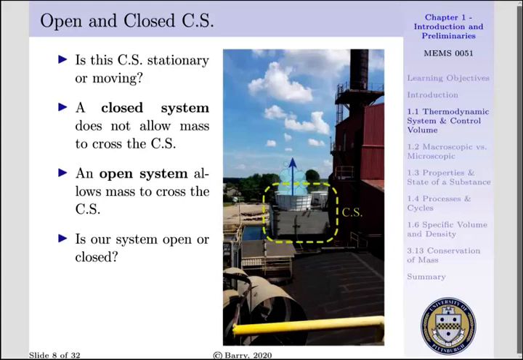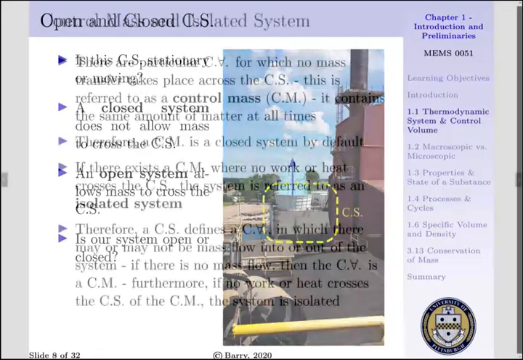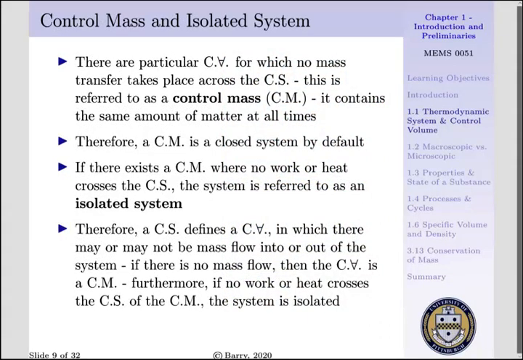Is our control surface stationary or moving? Well, relative to the Earth, our control surface is stationary. Then we have to make a further distinction, whether or not our system is open or closed. A closed system does not allow mass to cross our control surface, whereas an open system does allow mass to cross our control surface. Based upon the control surface we drew around our cooling tower, we would say our system is open, for we have steam exiting the top of our control surface. Now, there are particular control volumes for which no mass transfer takes place across our control surface, and these are referred to as control masses.